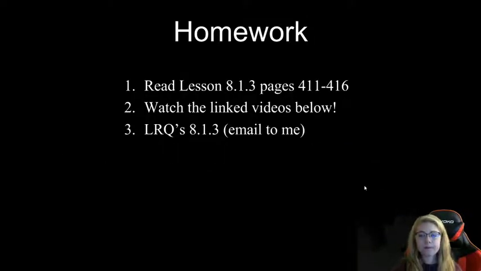Okay, so we have come to the end of section 8.1.3 on star systems. Your homework is to read pages 411 through 416 if you haven't already done so. I really do encourage you guys to read it. I know you're watching a lot of the facts in the videos, but I can't possibly put it all in and keep the video short enough. So please just read it. It'll really solidify your understanding better and cement some of those concepts that we've talked about here.